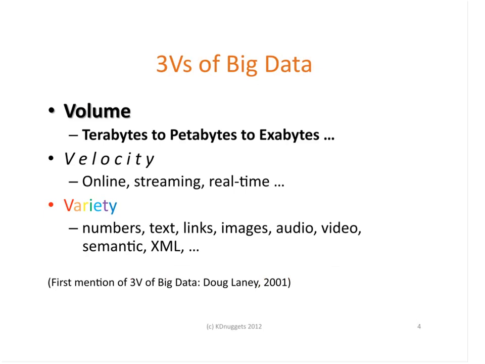Joydeep already covered the different dimensions of big data. I think what distinguishes what we call big data from POD, the plain old data, is this. Volume: databases are now measured in terabytes and petabytes and now exabytes and maybe soon zettabytes. Data velocity: data is streaming very fast, it's online, comes in real time, and decisions need to be made extremely fast. And I think Joydeep also talked about the variety of data. We no longer deal with just numbers. There is also text, links, images, audio, video, semantic information, XML, and so on.